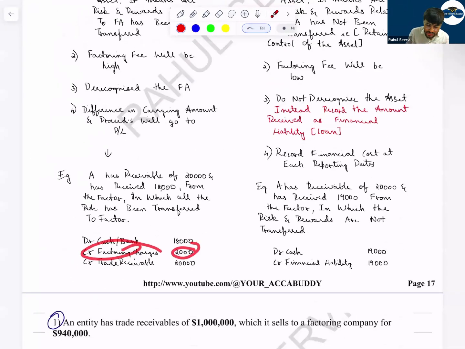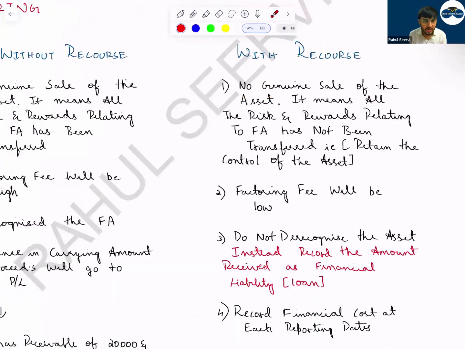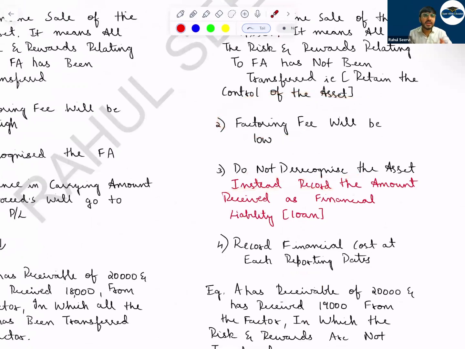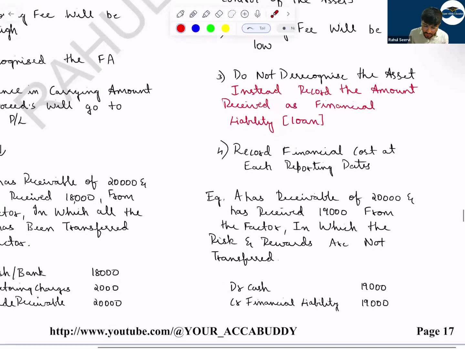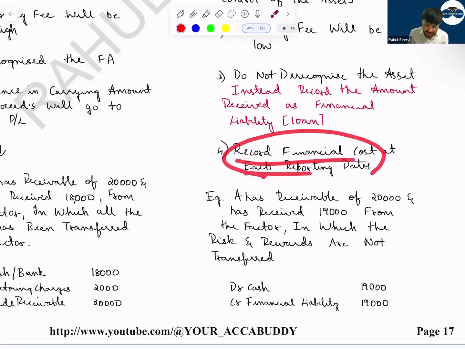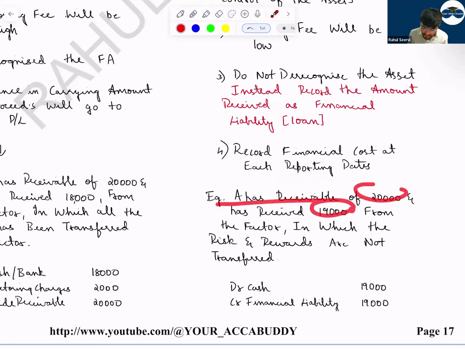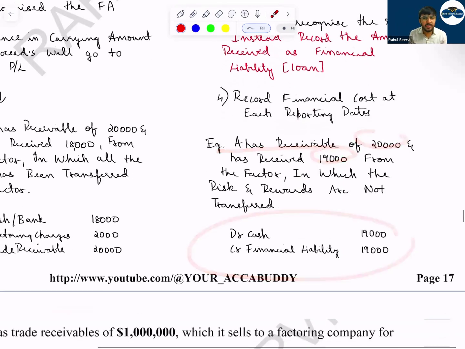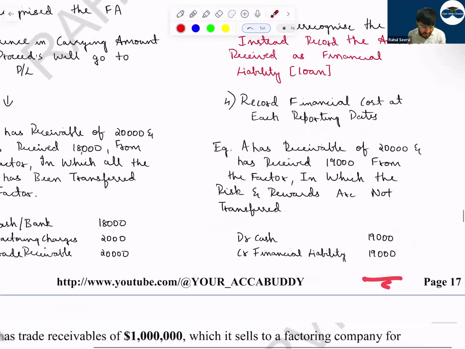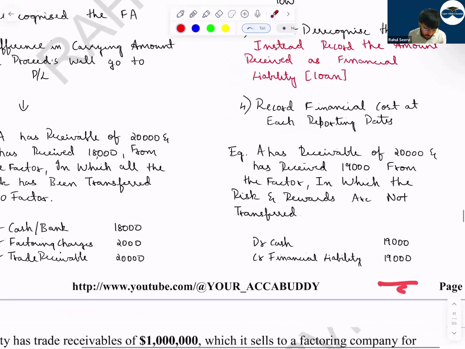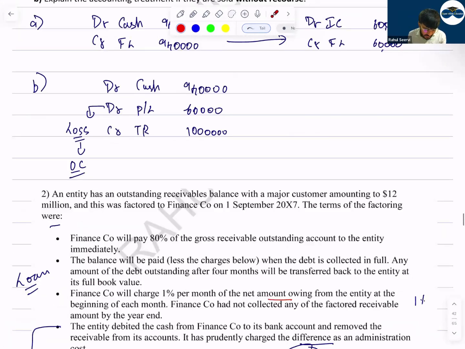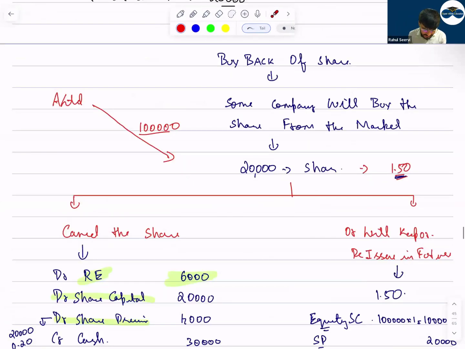Then with recourse, it's not a genuine sale because the risks and rewards are not transferred. Factoring fees will be low, and do not derecognize the asset. Instead, whatever amount we have received, we should record this as a financial liability. So record finance cost at each reporting date. You have to record that cost like your financial liability as per the effective interest method. Then example, we have taken 20,000, 90,000. We record this as a financial liability, and this will be treated normally. So this was the case which we had done, and we had done 1, 2, 3 questions, and we had taken a lot of examples also.